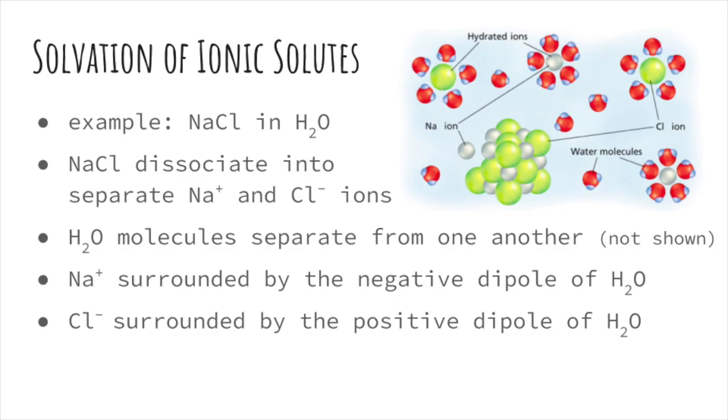Notice how the polar water molecules align themselves around the positive and negative ions. The positive sodium ions are surrounded by the negative ends of the water molecules. The negative chloride ions are surrounded by the positive ends of the water molecules. Since each ion is fully separated from the crystal lattice and from each other, this explains why solutions are always homogeneous mixtures. Each individual ion is way too small to see, even under a microscope. So if you look at it, all you see is the solvent.